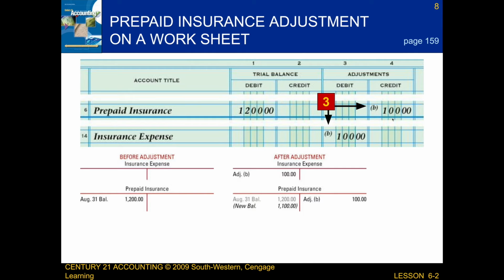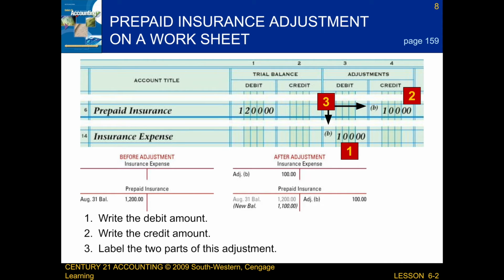$100. And when we prepare the prepaid insurance adjustment on a worksheet, there are a few steps that we follow when doing this process. First, we write the debit amount. Next, we write the credit amount. And finally, we label the two parts of the adjustment.